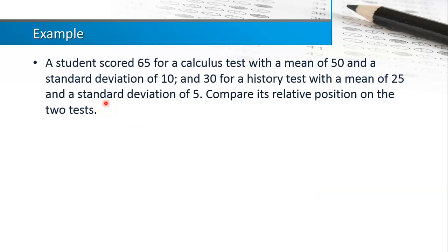It's easier to learn from an example than just looking at the definition. For example, a student scored 65 for the calculus test with a mean of 50, and the standard deviation of that test is 10. This student scored 30 for his history test with a mean of 25 and standard deviation 5. So it looks like this student performed better in calculus compared to the history test.